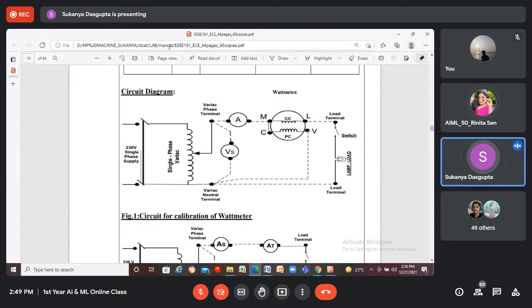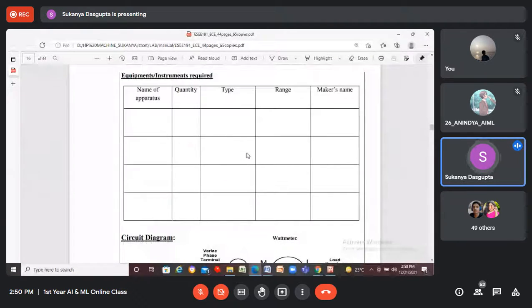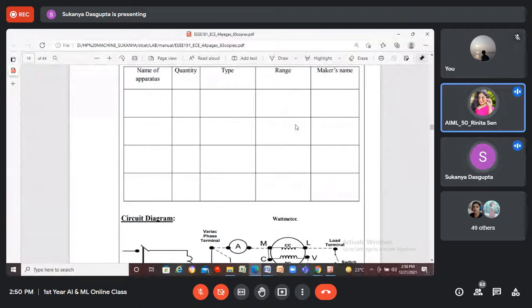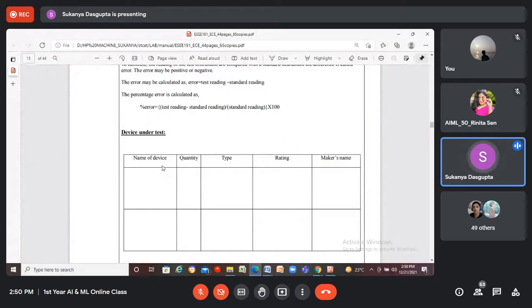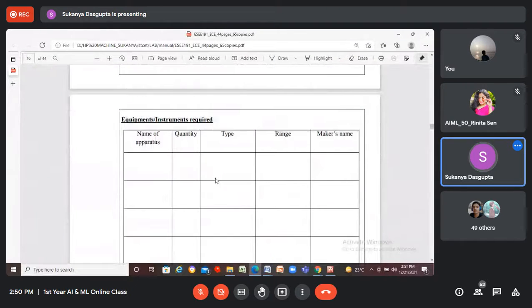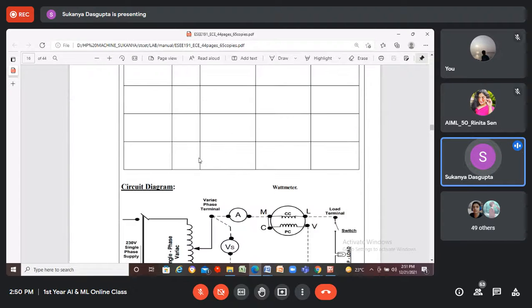These are the instruments required, and a set of wires. So Nitu madam will help you to write the type and specification. We have to draw two tables. One is device under test. So under this you will write only two names. One is called test ammeter, one is called test wattmeter. And the second table is equipment or instruments required. So under this you will write the names of the apparatus or instruments required.